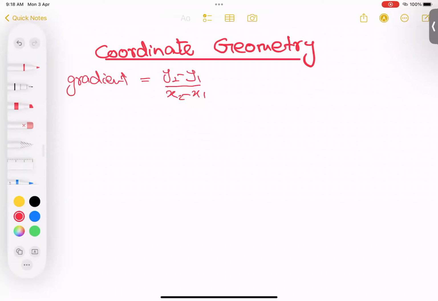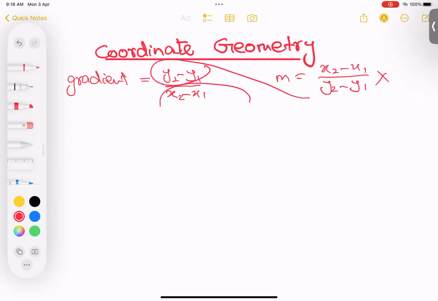So there are two versions of the m formula here. The correct one is y2 minus y1 over x2 minus x1. Some students write it this way: x2 minus x1 over y2 minus y1. That is totally wrong, because x cannot go up. Always y up, x down. Sometimes I have seen students write x up, y down by mistake, so don't make this mistake.